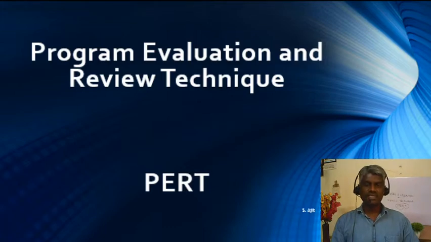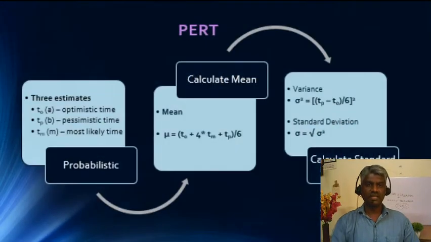for projects which are new. For example, building a house, a satellite project, or any new project, direction of a cinema, which are all new. We don't know exactly the time of completion of each activity. So to find that particular time duration, we are going to consider three estimates: optimistic time, pessimistic time, and most likely time.